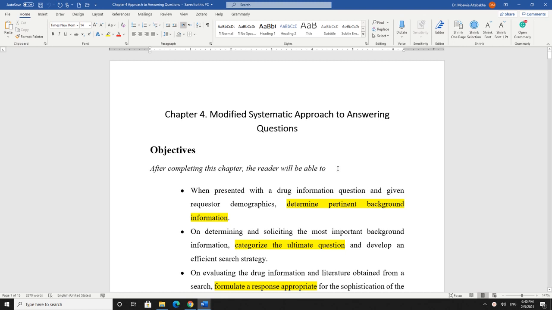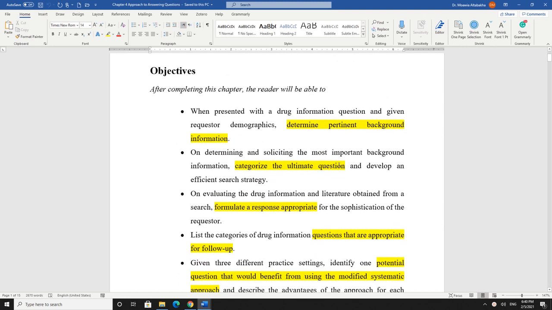Today I would like to talk about a very important topic, and it's one of the essential services provided by the Drug Information Center, and that is to answer questions. In today's lecture, we will talk about the systematic approach to answering questions, along with the modified systematic approach to answer questions.